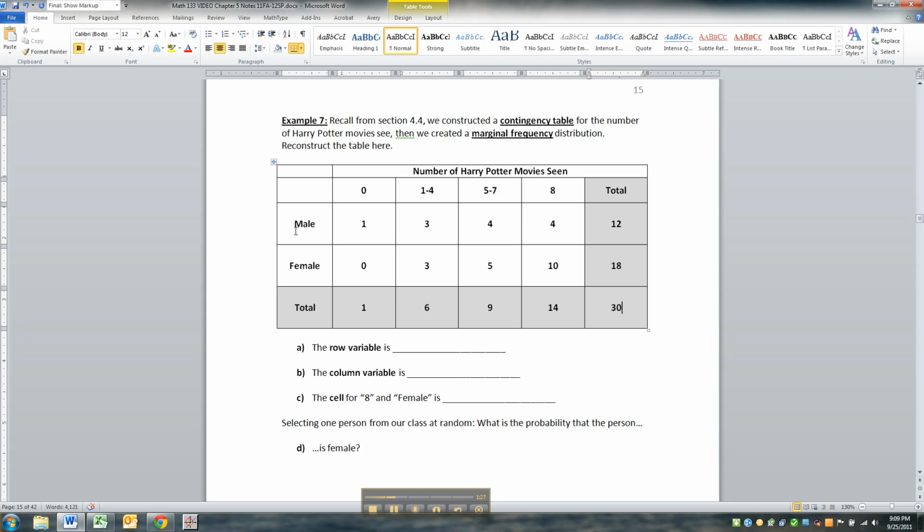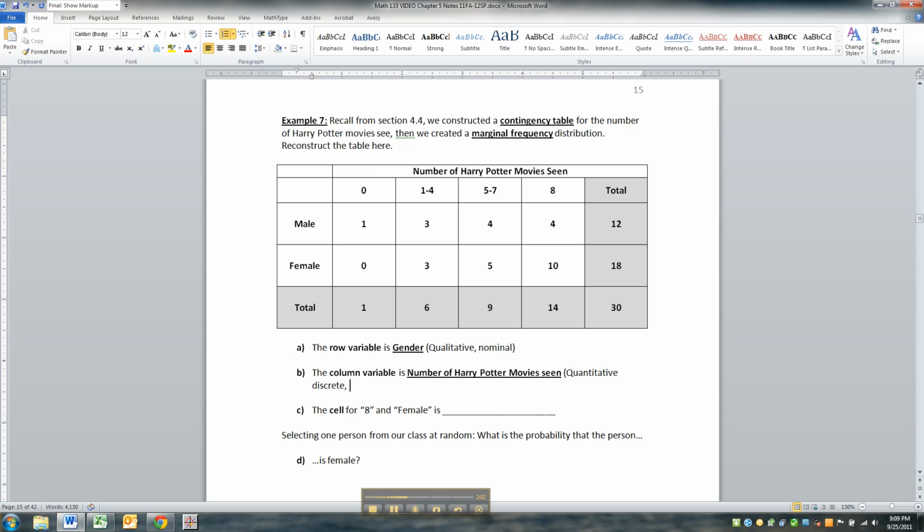Now, what's the row variable? The row variable is the variable from your rows, so that would be gender. The column variable is number of Harry Potter movies seen. And just for fun, I want to remind you guys that this is a qualitative variable. It's also nominal. Nominal is its level of measurement, qualitative is the type of variable it is. And the number of Harry Potter movies seen is quantitative, discrete.